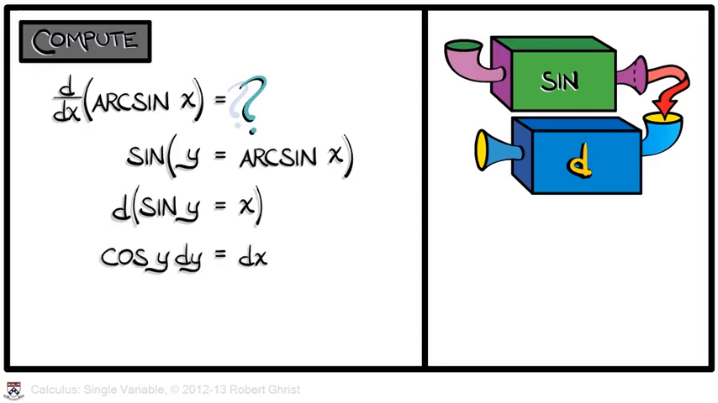We get cosine of y dy equals dx. And manipulating to obtain dy dx, we get 1 over the cosine of y. That is the secant of y.